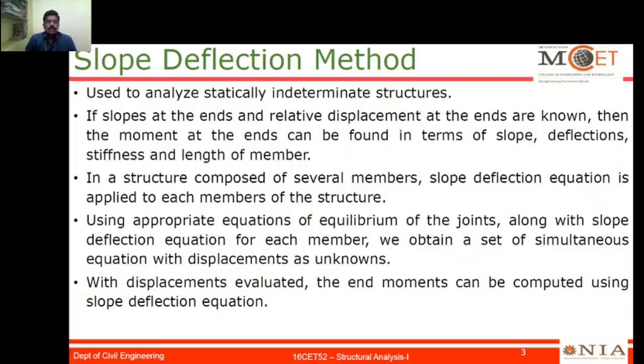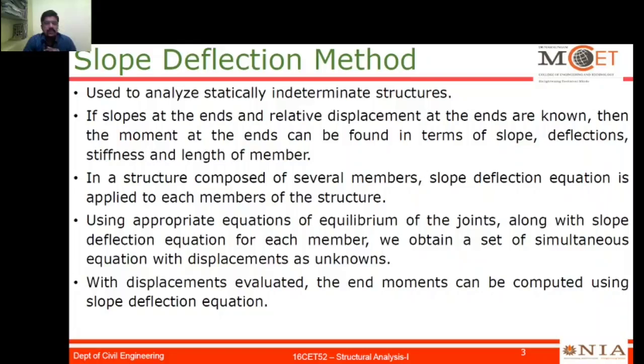Determinate structures means a structure can be analyzed by using the equilibrium equations. What are all the equilibrium equations? Sigma H equal to 0, sigma V equal to 0, and sigma M equal to 0. These three are the equilibrium equations. Indeterminate structures means the structure cannot be analyzed by using these three equilibrium equations, and we need some more equations to solve the structure. Then that structure is known as indeterminate structure. The difference between determinate and indeterminate structures may be asked as a 2 mark question.